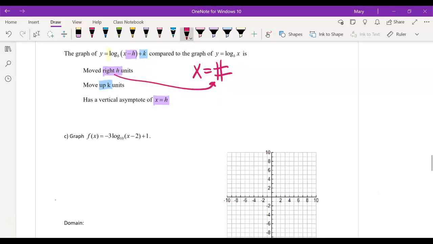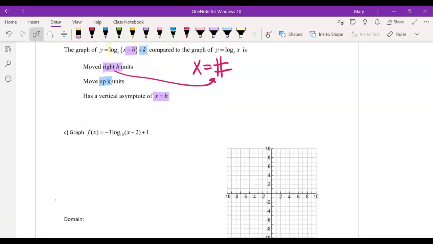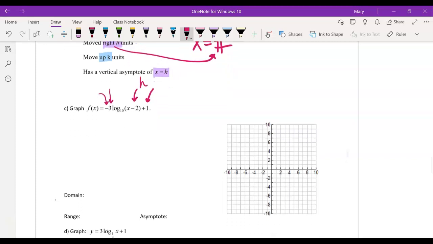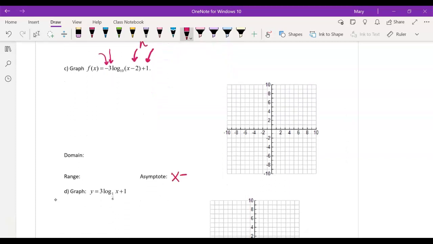So for instance, if you look at C, we should be able to say it's flipped over the x-axis, it is vertically stretched by 3, it is moved right 2 and up 1. And with all of that knowledge, since it's moved right 2, that is your h value, your asymptote for this one is going to be x equals 2. And on your graph grid, pretty much immediately, you want to draw this vertical line here at 2, because then if something crosses it, you know something went wrong.